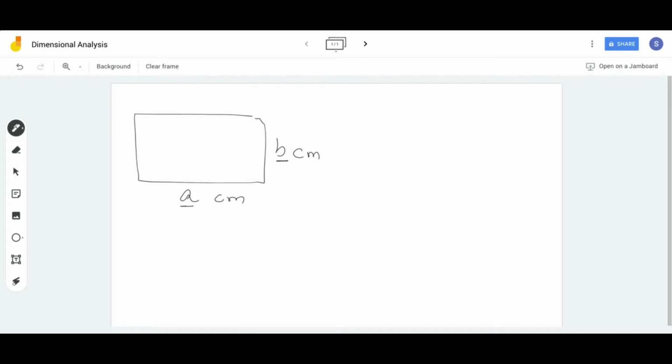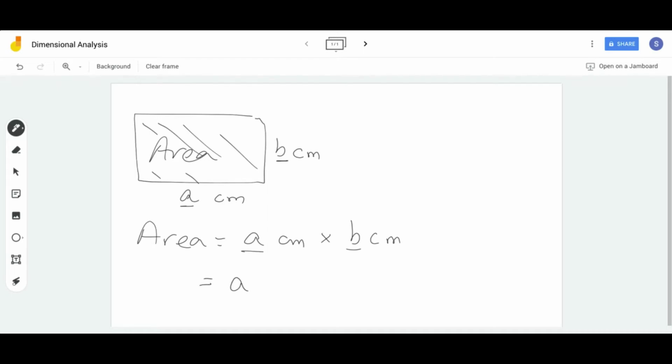What I can do then is, if I were to calculate the area right here, let me shade this region. The area is given as the length, measured in a centimeters, times b centimeters, right? So this is going to be ab centimeters squared. When you're multiplying the same base, the powers are added. So that's a mathematical rule. So area is going to be ab centimeters squared.